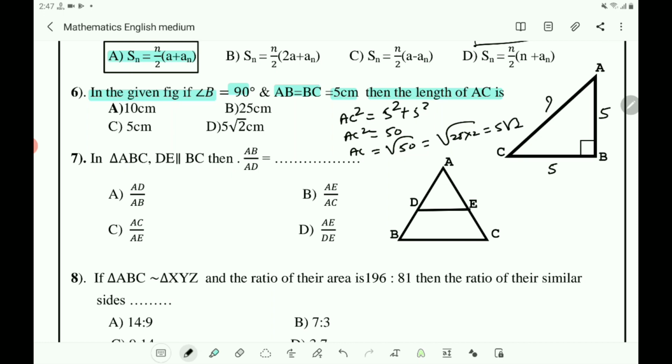Then what is the answer? Option D is the answer. Note down, option D is the answer.